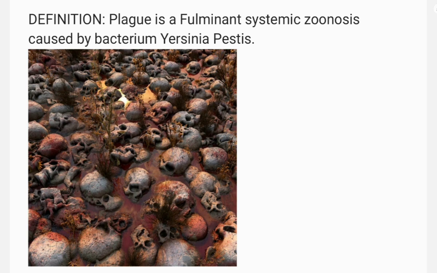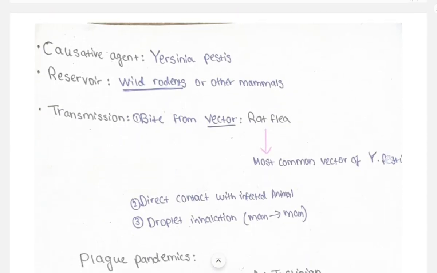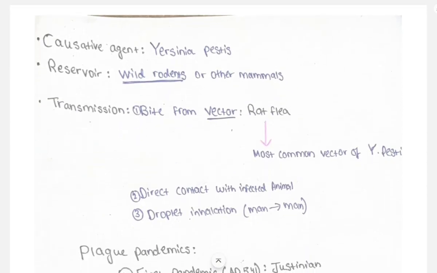So that's all we really have for plague. So let's just go over it one more time. The definition was a fulminant systemic zoonosis. Zoonosis means animal to man, as it's by the rat flea. So it's a pest. So the bacterium is Yersinia pestis. Then we had basically the plague doctor. Then we had the causative agent, which is Yersinia pestis. And the reservoir for this were wild rodents or other mammals.